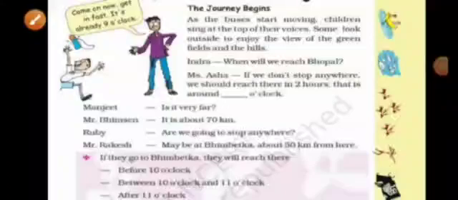Okay, dear children, now let's begin our today's class. Page 25 of our NCERT book. We are going to read.